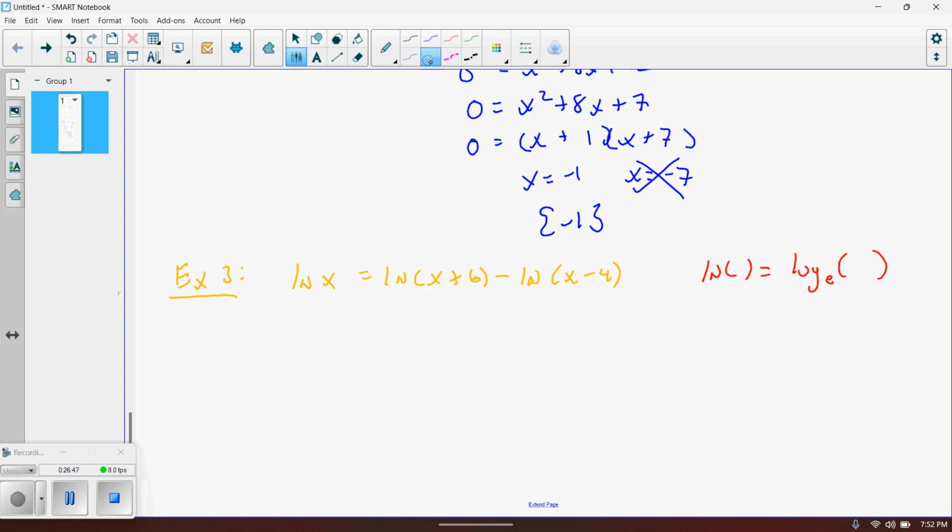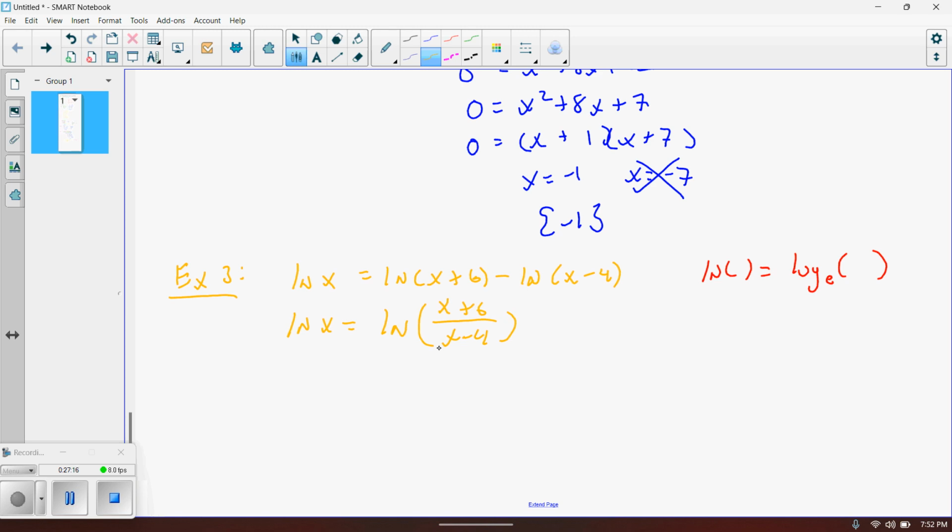All right, so properties of logs. Once again, we are going to have two logs on the right-hand side of this equation, which are being subtracted. So in the case of subtraction, we are going to divide the arguments. So it'll be the natural log of x equals the natural log, condensing the right side, of x plus 6 divided by x minus 4. And again, that is properties of logs.